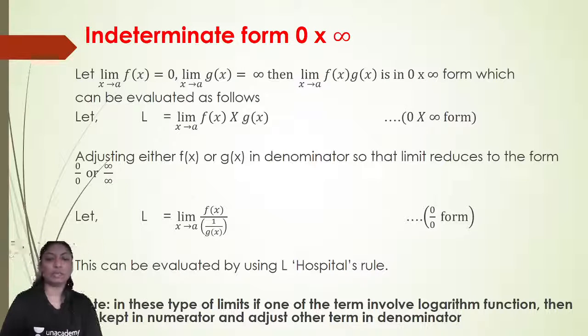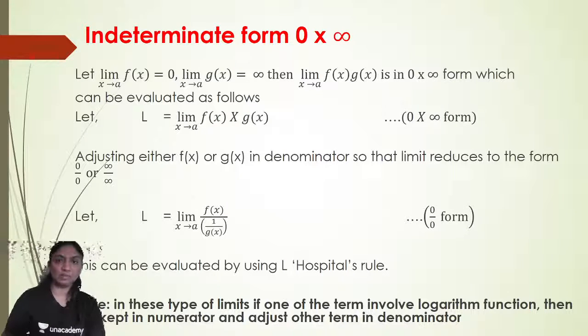Note that in this type of limit, if one of the terms involves a logarithmic function, then it is kept in the numerator and the other term is adjusted in the denominator. So what will this be? I will tell you while solving the examples. Okay, we will see examples one by one.